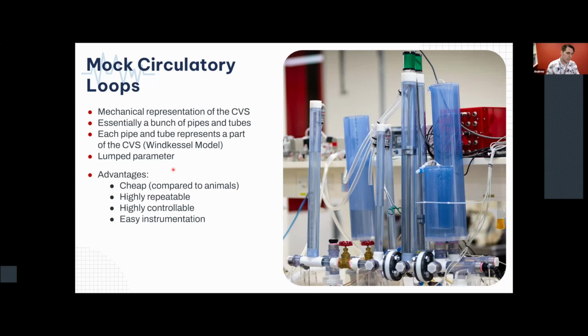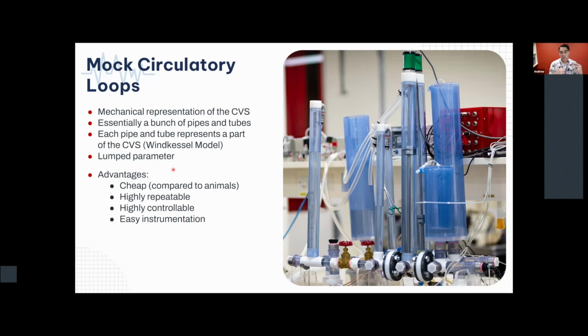A mock loop can cost you anywhere between a couple of $100 to $150,000. That's still a lot cheaper than doing a lot of work in animals. Mock loops are highly repeatable, highly controllable, and easy to instrument. So when you're developing your device and you want to be able to see how it works under different conditions, it's very useful to be able to control a lot of different parameters, which is something that you can't do in the animal. You can't necessarily control for any confounders that you're seeing as you're testing your device.